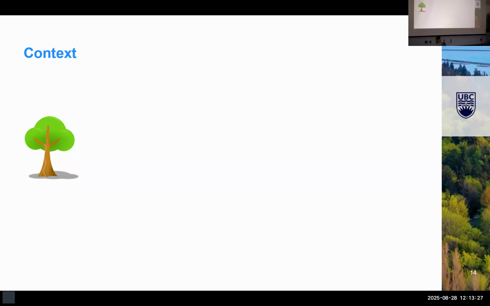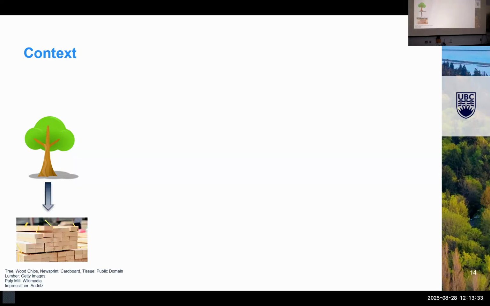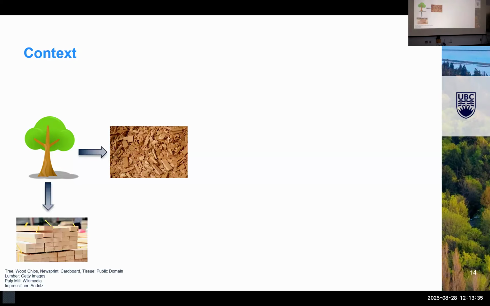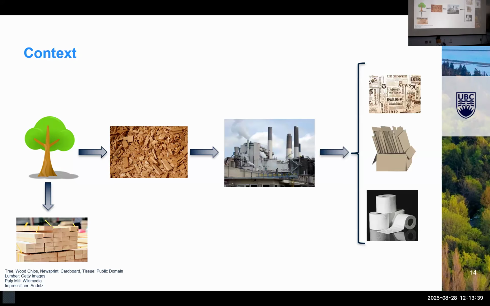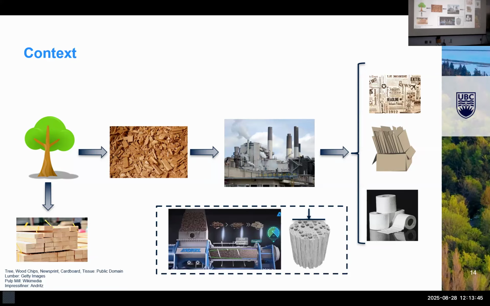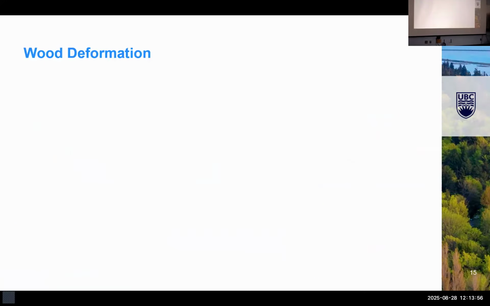So the context behind this project, pulp and paper industry is big in BC, of course. Trees are the primary ingredient. The good parts get taken for lumber. The not so good parts get turned into wood chips, get sent off to the pulp mill, and then turned into whatever paper product there is. One stage in this pulping process, specifically mechanical pulping, involves the compression of these wood chips along the grain. And in here, various defects come about, and we want to investigate those in a little bit more detail.